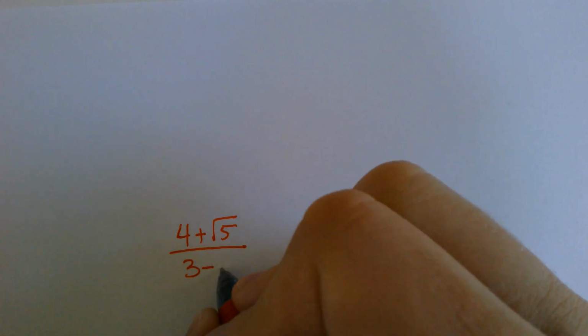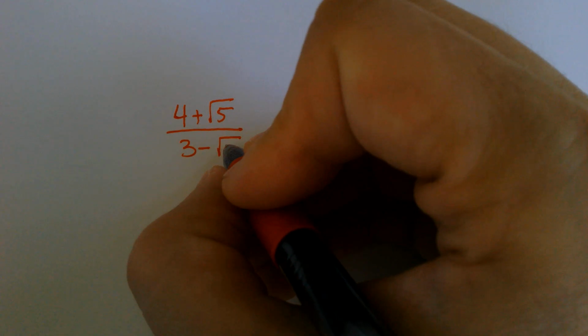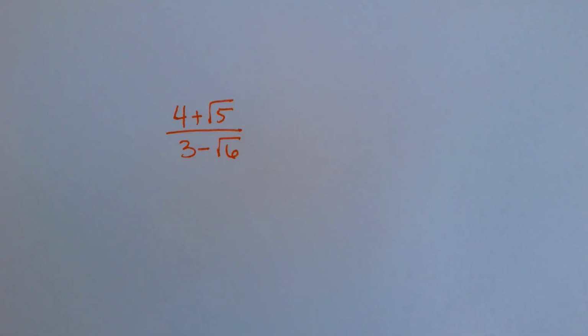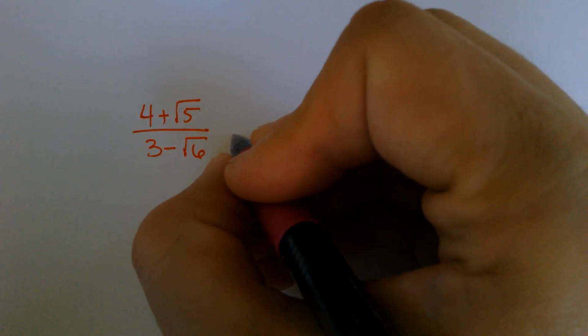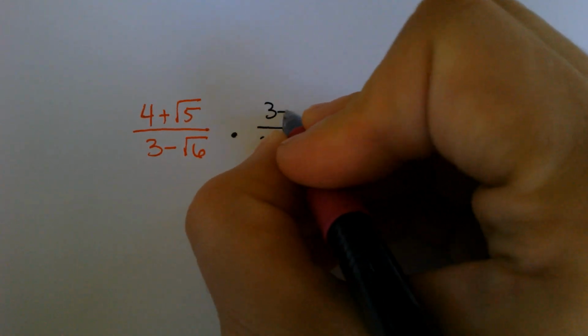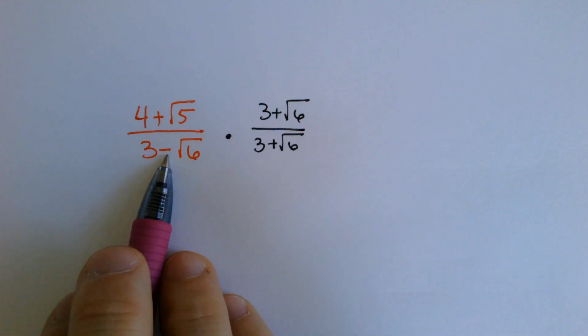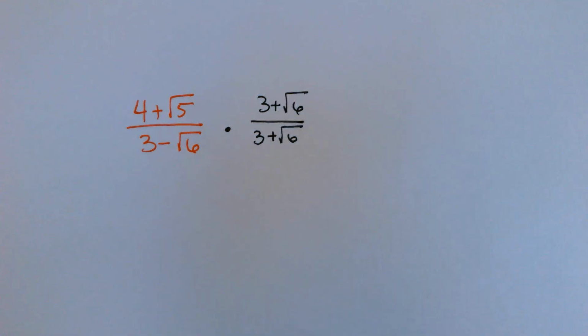All right, let's do another one. Let's make it a little harder, okay? Let's say we got 4 plus the square root of 5 over 3 minus the square root of, what do we want? Let's go with 6. Why not? I could not decide. Here, we also will have to multiply by the conjugate. We would have to multiply by 3 plus the square root of 6 on top and bottom, because we changed the sign on what is on the bottom. Our goal is to get rid of the square root on the bottom of the fraction.